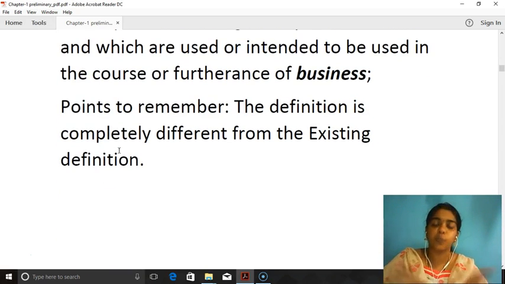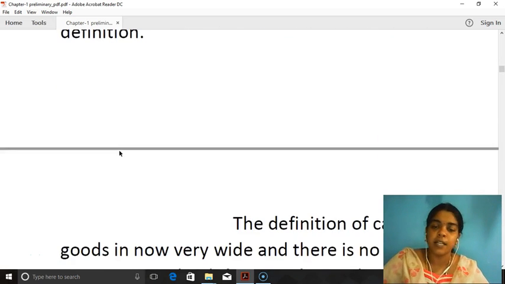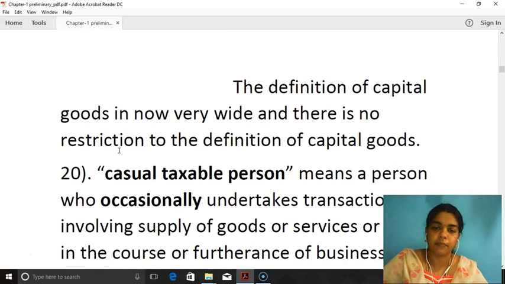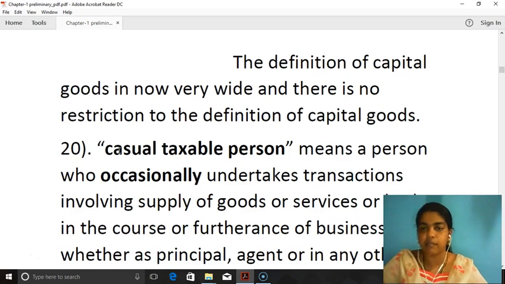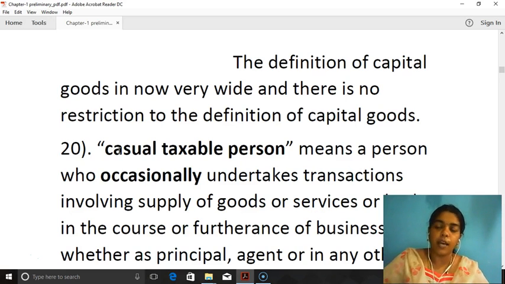So this definition is very wide in nature. It is completely different from the existing definition in service tax. So relatively the restriction placed on capital goods is very low as of now.